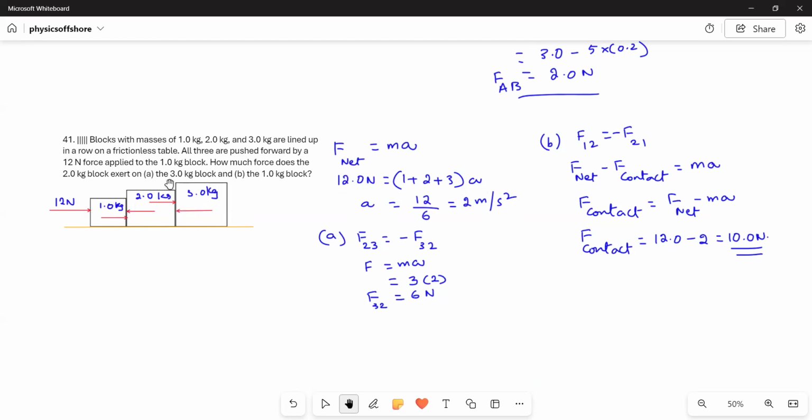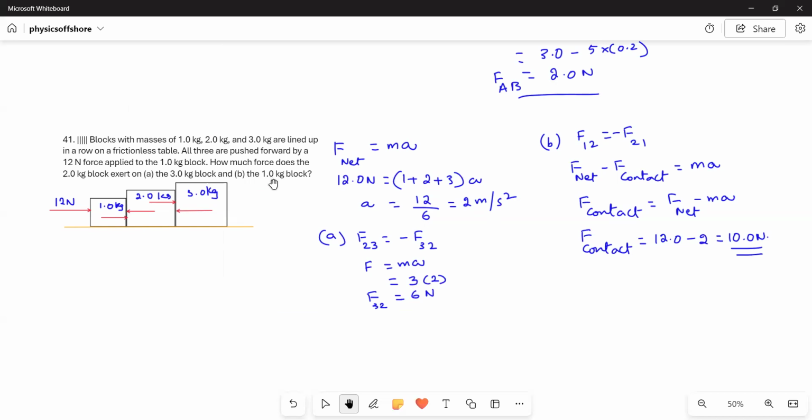Now we have to find out the contact force between the 3 kg block and 2 kg block. Okay. So for that, I am writing F23 is equal to minus F32. Whatever the force the second block exerts on the third block, the same amount the 3 kg block applies on the 2 kg block. So F is equal to ma. So I am taking the 3 kg block and trying to find out the contact force, because that is the easiest way. Because on the 3 kg block, no other force is acting, only the contact force. So I can find out the contact force easily by writing F is equal to ma. So F32 is equal to mass times acceleration, 6 newtons.